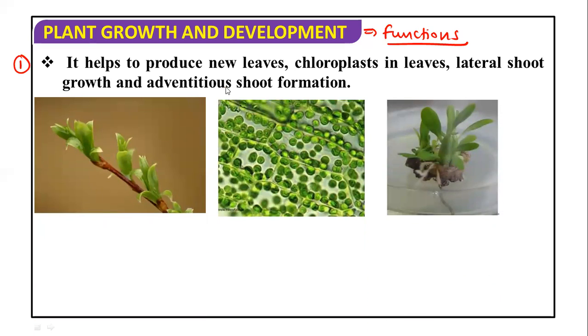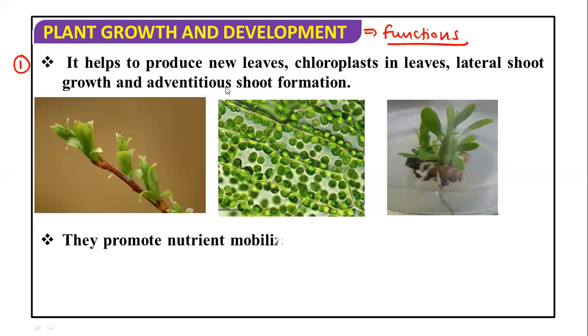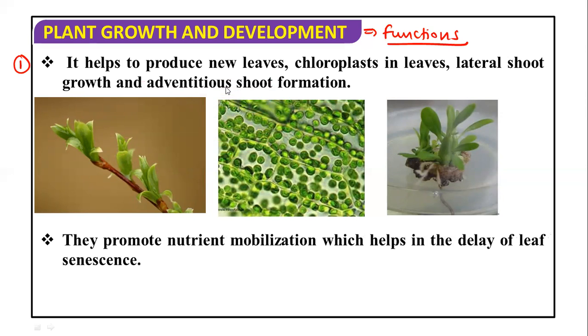So new leaves, chloroplasts in leaves, lateral shoot growth. Cytokinin also helps to overcome apical dominance, which is the second important function of this cytokinin. That is, it counters apical dominance. It means if the cytokinin concentration is raised in a particular plant or in the dividing cells, then in the presence of the apical bud, the lateral bud will also grow. They also promote nutrient mobilization, which helps in the delay of leaf senescence. So proper nutrient availability can be maintained by this.